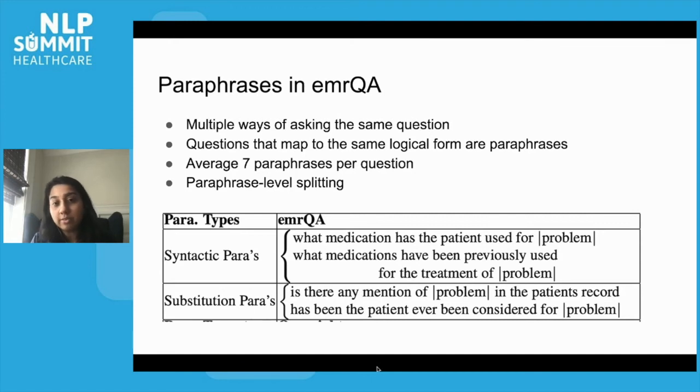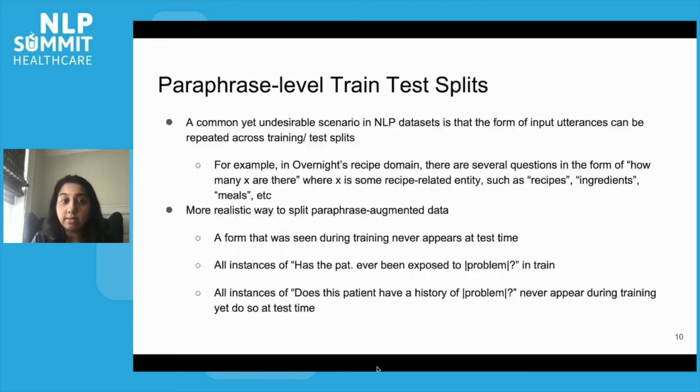Now, why these paraphrases are important is that given the large number of paraphrases per question, there are about, at the higher end, certain questions have over 40 paraphrases and some questions have just one paraphrase. Why these are important is that it allows us to actually create more realistic splits and also allows us to explore the problem of model generalization.